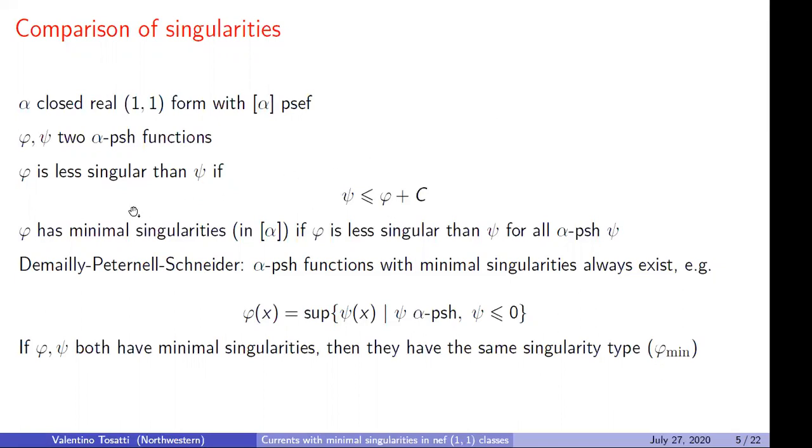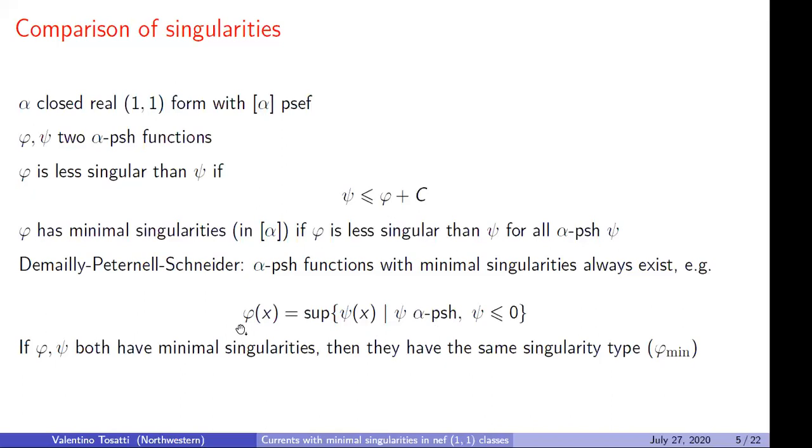And once you have this partial ordering, you can look at minimal singularities. So phi is said to have minimal singularities in its class, phi of course is alpha-PSH, if phi is less singular than psi for all alpha-PSH functions psi. And in fact, it's surprisingly easy to see that these alpha-PSH functions with minimal singularities always exist, although this probably was kind of a surprise back then.